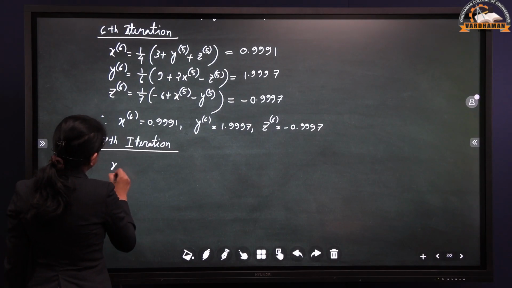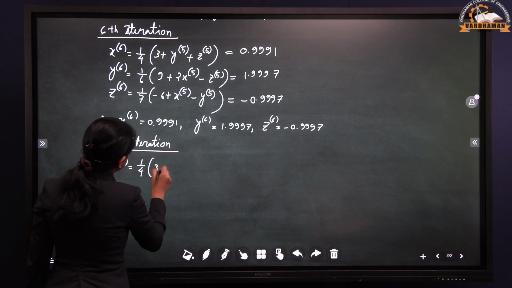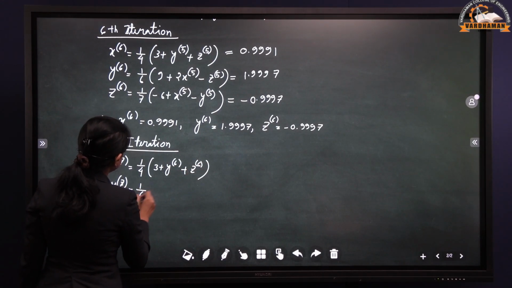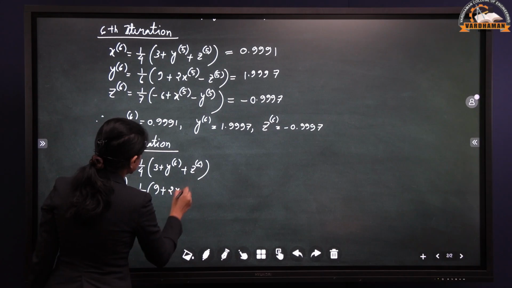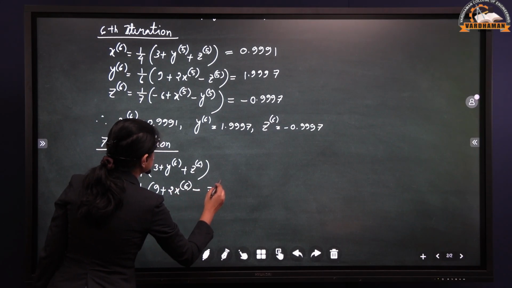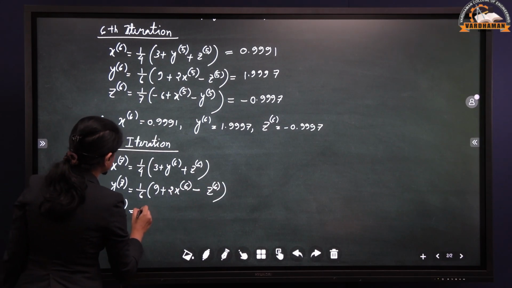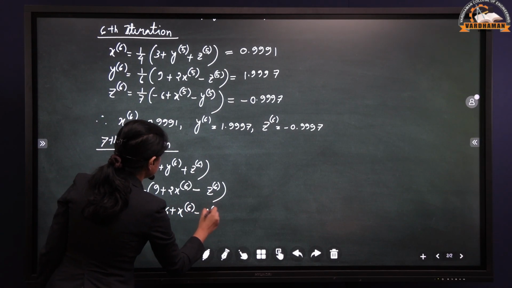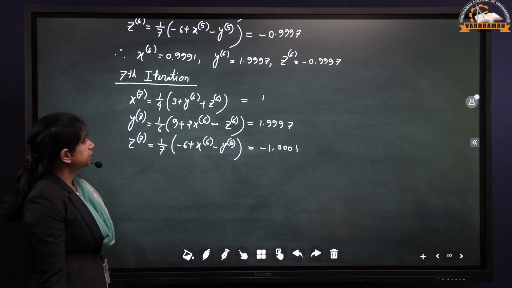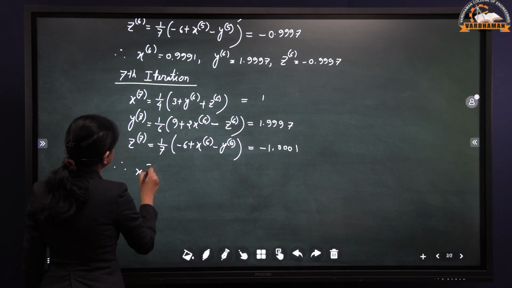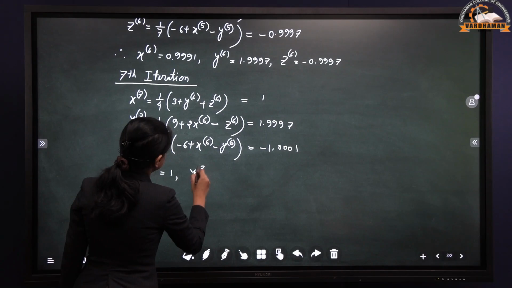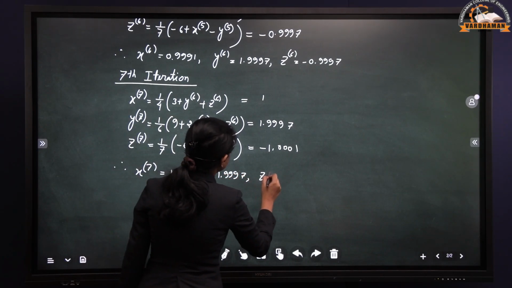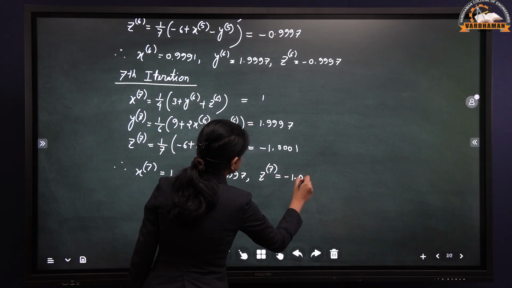Let us now perform another iteration and see what approximate values we will be getting. Seventh iteration, x7 is 1 by 4 times (3 plus y6 plus z6), y7 is 1 by 6 times (9 plus 2x6 minus z6) and z7 is equal to 1 by 7 times (minus 6 plus x6 minus y6). After performing 7 iterations, we see that x7 is equal to 1, y7 is equal to 1.9997 and z7 is equal to minus 1.0001.